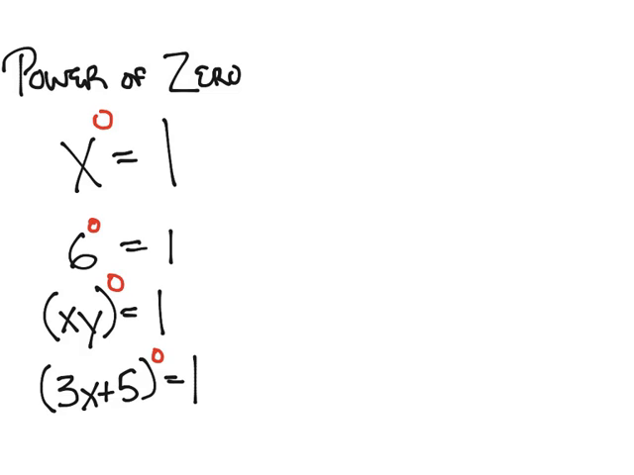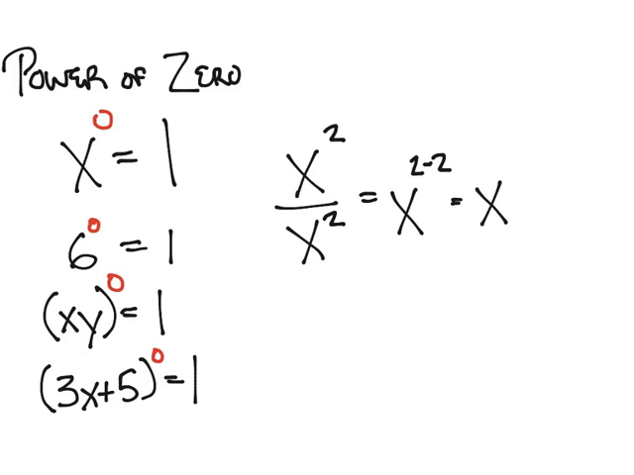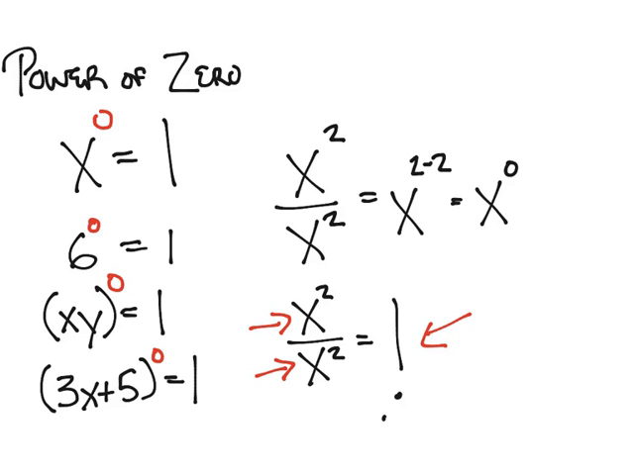The proof of this comes from dividing with exponents, which we'll talk about in a little bit. But just to show it to you, x squared divided by x squared is the same thing as x to the 2 minus 2, which means it's x to the 0. We also know that x squared divided by x squared has to be equal to 1, because any value, such as x squared, divided by itself is equal to 1. Therefore, x to the 0 power must be equal to 1 as well.